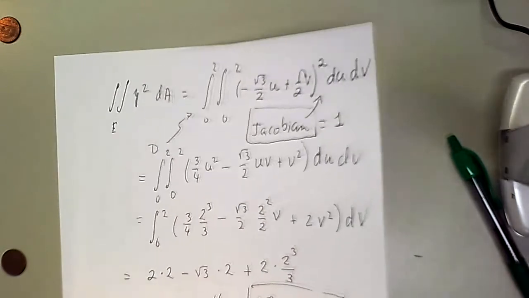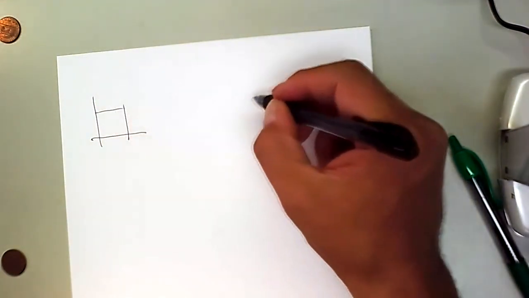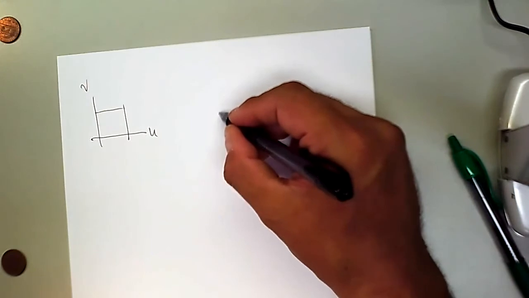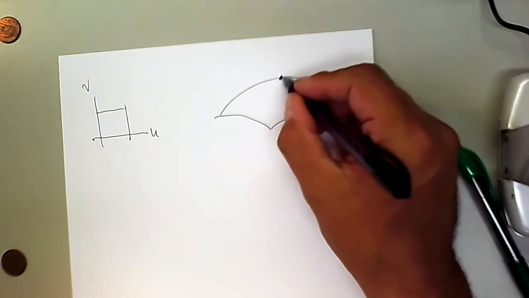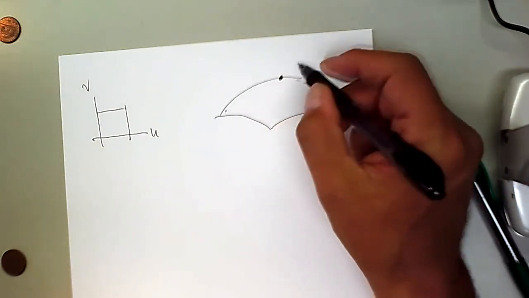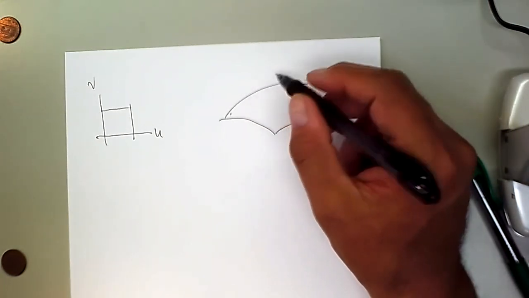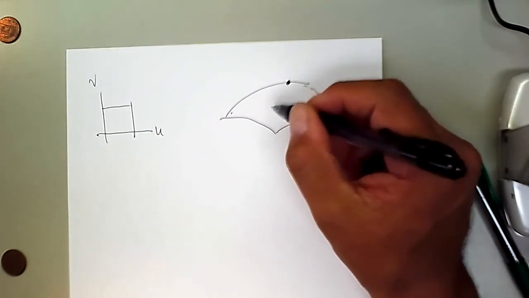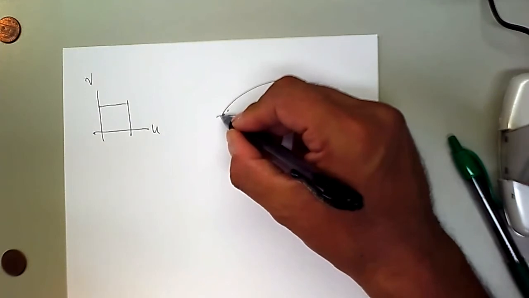The other question is, okay, so we're taking a nice rectangle and changing it in UV into some kind of weird shape. So that's supposed to be a corner. Yeah, so this is two-dimensional. What accounts for the Jacobian? How does the Jacobian come about? That's the question.